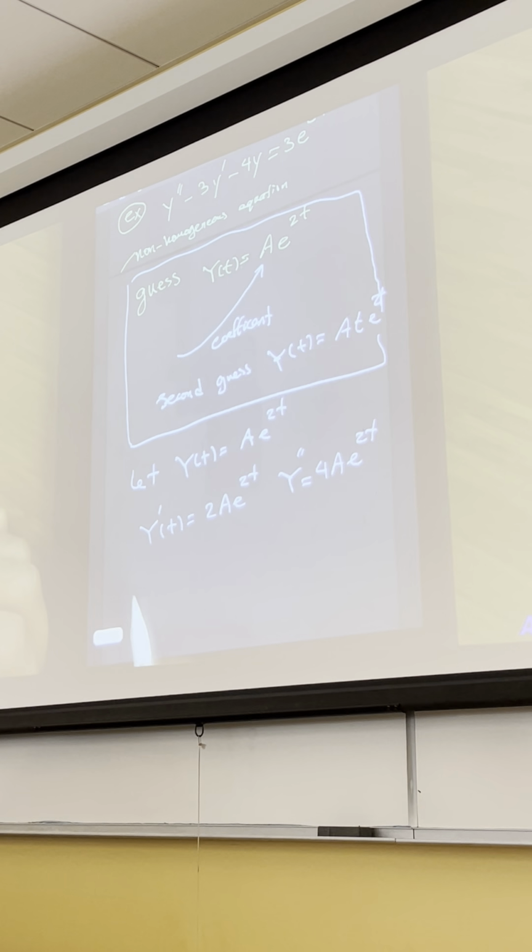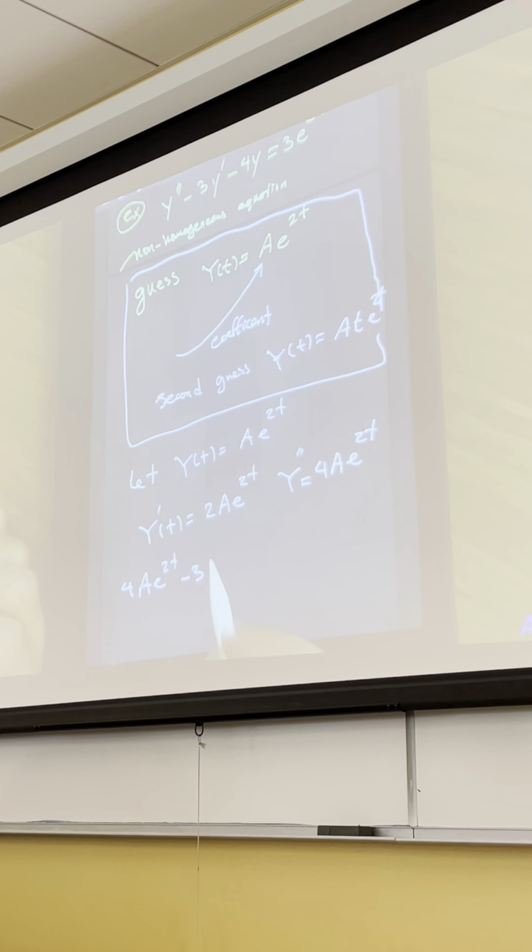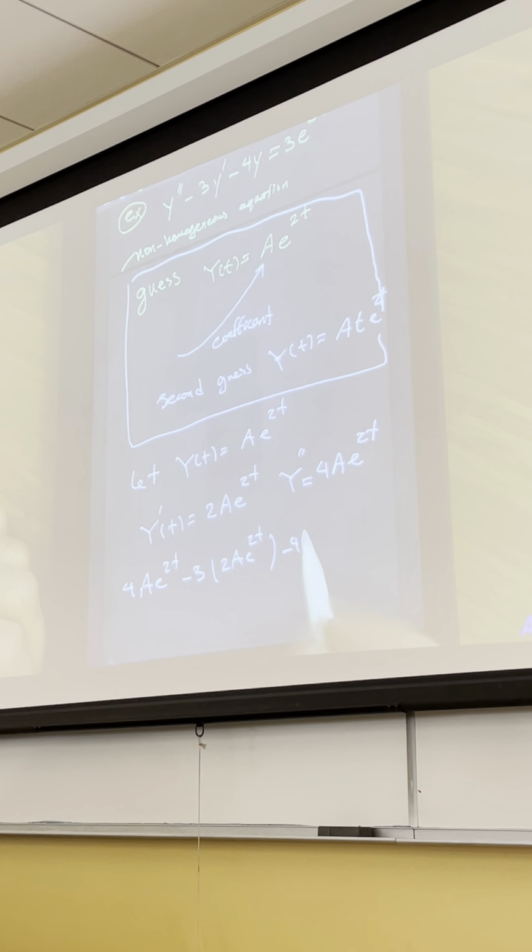Put it back into the equation. What was it? y double prime. So 4a e to the 2t minus 3 times 2a e to the 2t minus 4 times a e to the 2t. That's got to be equal to 3 e to the 2t. So that's 4a minus 6a minus 4a. So that's negative 6a e to the 2t is equal to 3 e to the 2t.